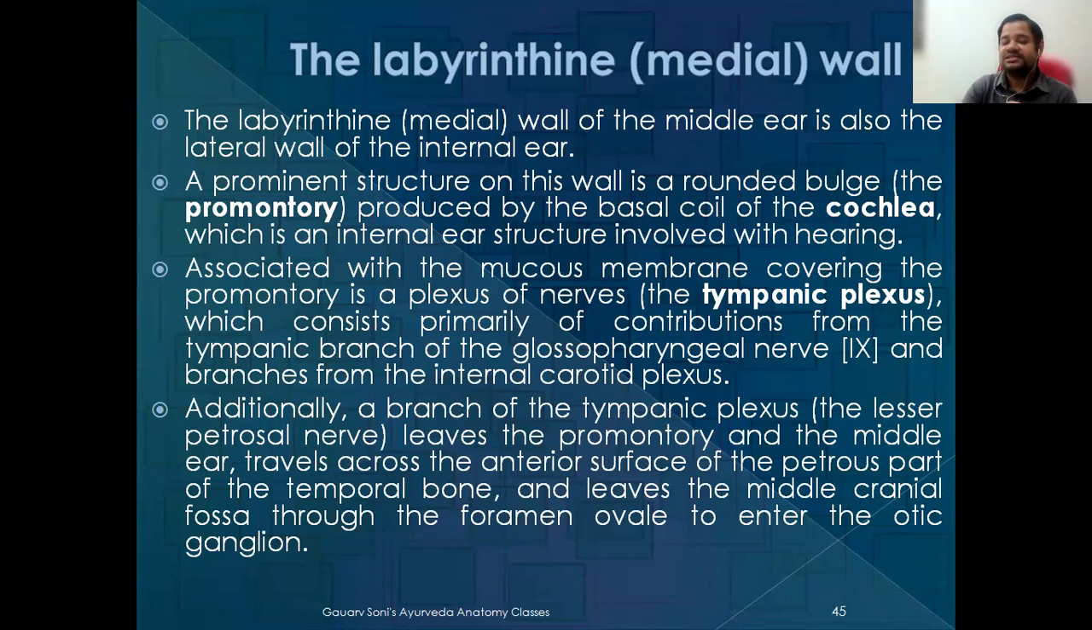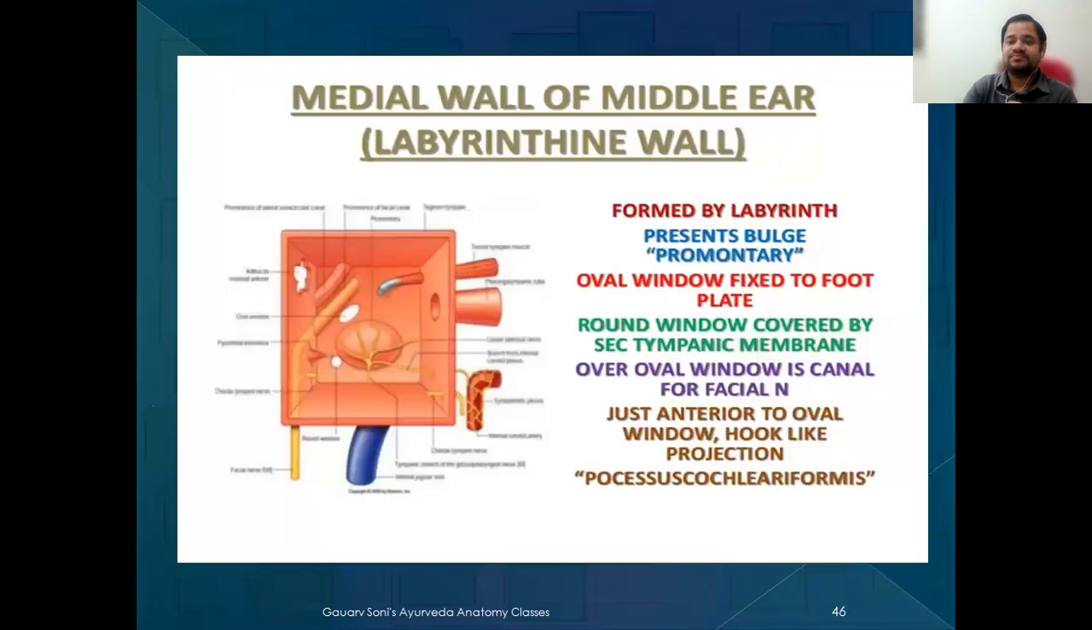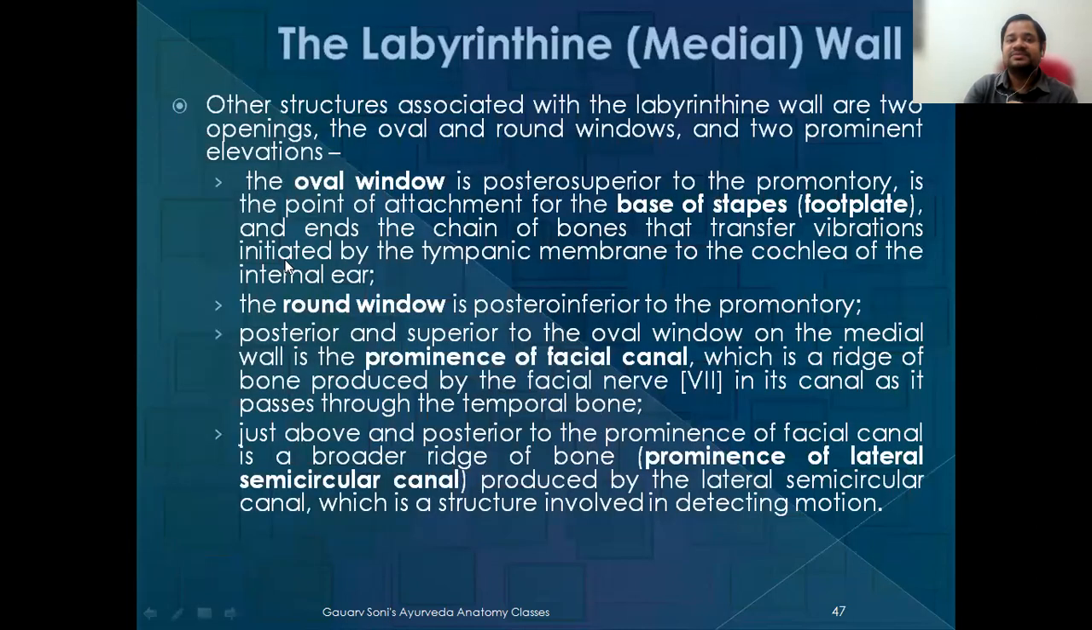Additionally, there is a branch of the tympanic plexus known as the lesser petrosal nerve, which is going to leave the promontory and the middle ear also, traveling to the anterior surface of the petrous part of the temporal bone and leaving it through the foramen ovale to enter the otic ganglion. You can see the structures. We will talk about this diagram again after some time.